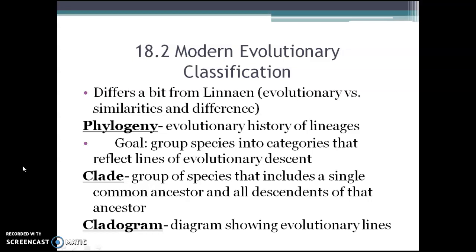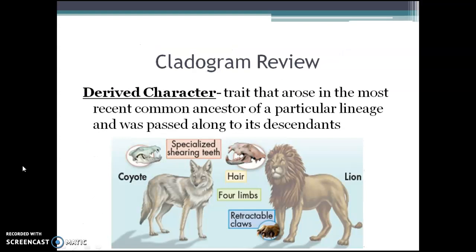So this brings up the term phylogeny, and phylogeny is the evolutionary history of lineages. The goal here is to group species into categories that show those lines of evolutionary descent. And the next couple words should look very familiar: clade and cladogram, which we had in the last chapter. A clade is a group of species that include a single common ancestor and then all of the descendants of that ancestor. A cladogram is a diagram that shows those things. So let's take a look at this. We've seen these before. This should be pretty easy.